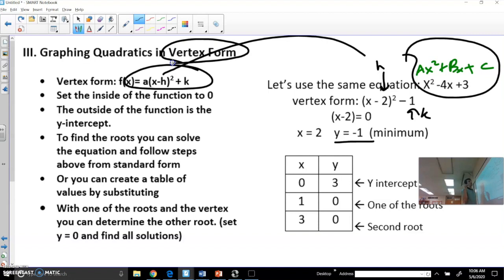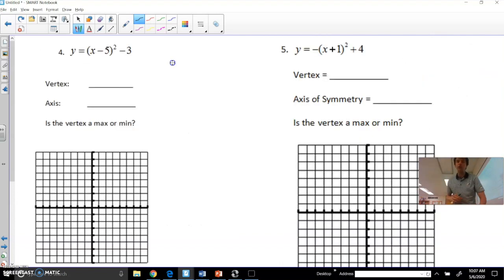And so, for example, this x minus 2 squared minus 1, that's really going to turn around at the point 2, -1. So we really want to watch out for that h value. So I want to do just some quick examples. This first one, x minus 5 squared minus 3, the vertex would be at 5, -3. And that means that the axis of symmetry would have to cut through that vertex point at x equals 5.